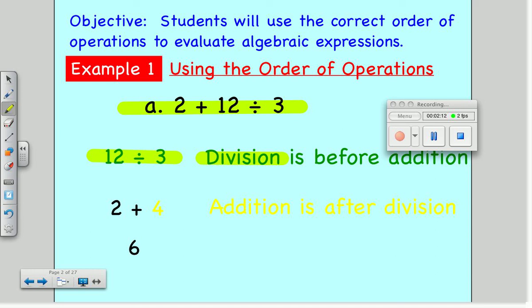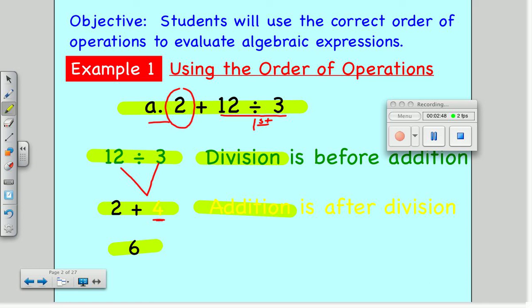Now you might want to make these pen marks that I'm going to be making, but that's up to you. I just want to explain where these numbers came from. 12 divided by 3 obviously came from here since I'm doing the division first. Now, what is 12 divided by 3? Well, that's 4. So that's where this 4 came from. And if you want to know where the 2 came from, the 2 was always here. So now I have 2 plus 4, and that answer is 6.